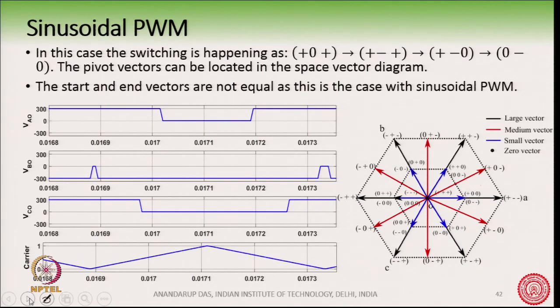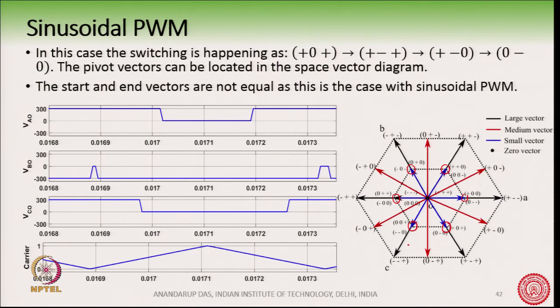Okay. So, you can see that the pivot vectors can be located in the space vector diagram. So, you will see that the switching and the starting and ending vectors are all starting from these 6 pivot vectors. However, one thing that we must observe here is that the starting and ending vectors are not equal.